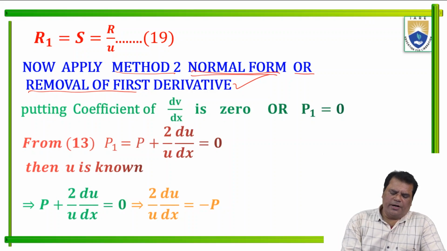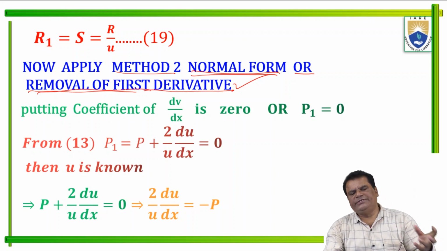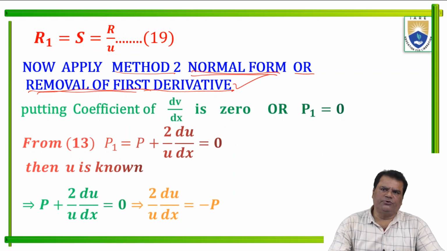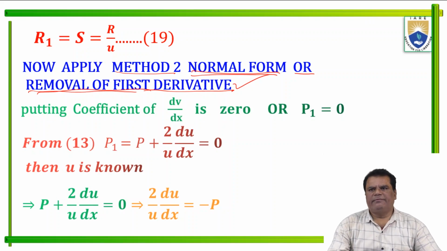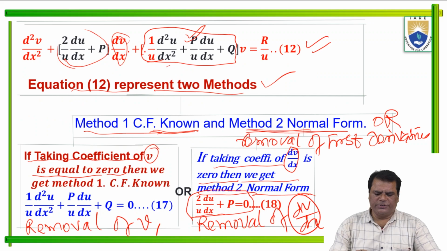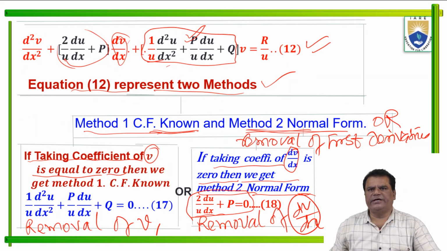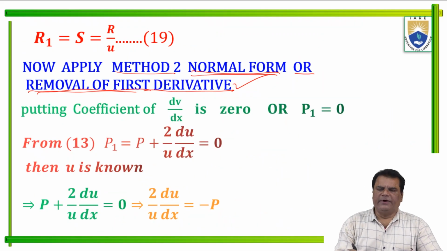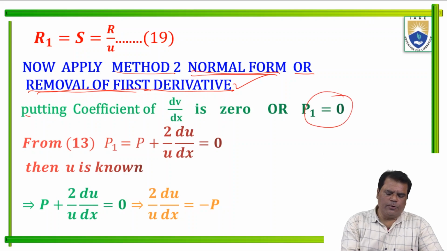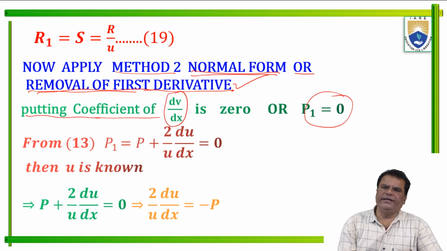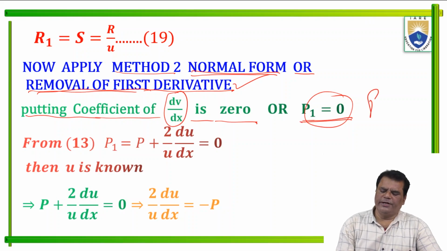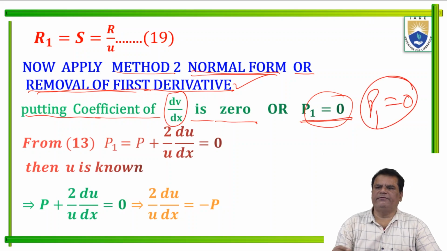Normal form or removal of first derivative. Removal of first derivative means the coefficient of the first derivative is taken as 0. In our equation 12, the coefficient of the first derivative is P1. So here we put the coefficient of dv over dx equal to 0, that is, P1 equals 0.